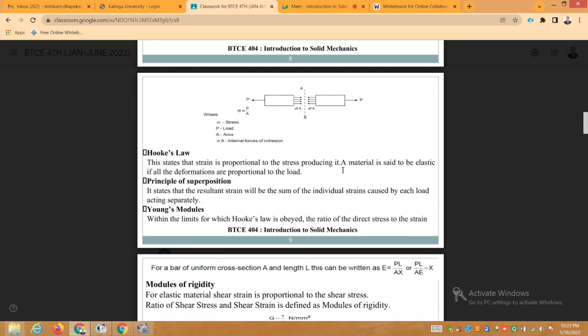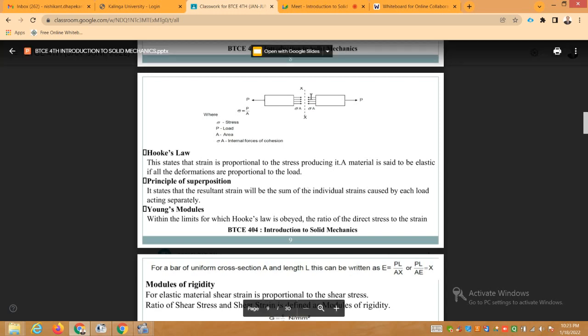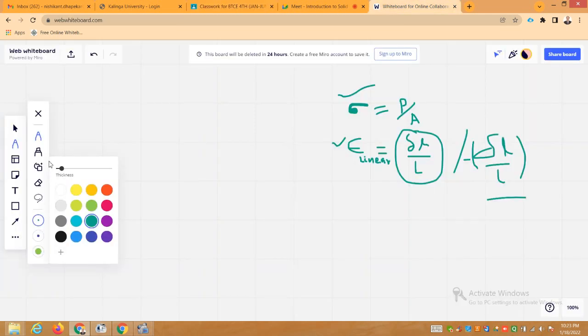Now let us switch over to Hooke's law. You might have studied in 12th standard that when a rod made up of ductile material is subjected to axial pull, increase in length will be there. So up to a certain extent, stress will be directly proportional to strain, and stress is a function of load.